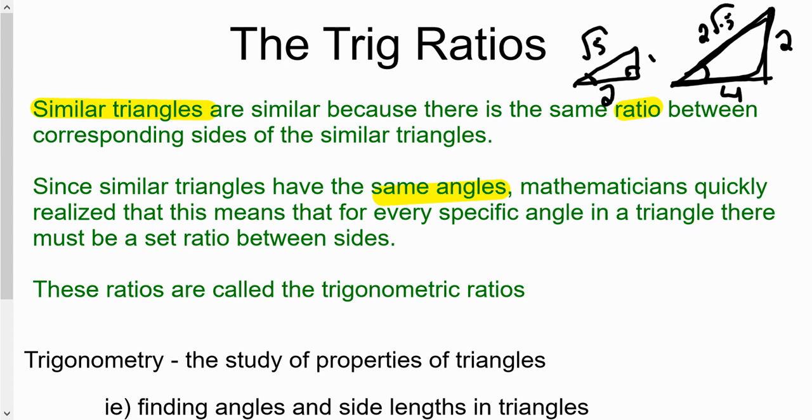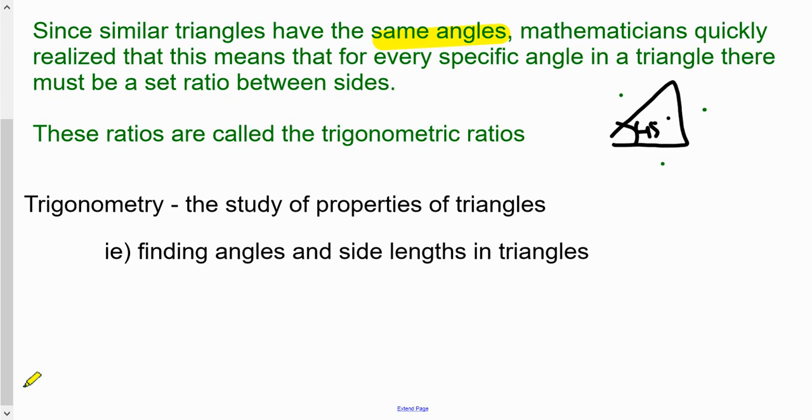So if a triangle has a 45-degree angle, say, something like this, we have 45 degrees. We know that with that angle, there's some way that these two sides, or all three sides, are related, some ratio between a pair of them. And these are what we call our trigonometric ratios. So trigonometry, the study of the properties of triangles, hence the tri part at the front. And specifically, we're going to be talking in this case about finding angles and side lengths within triangles.